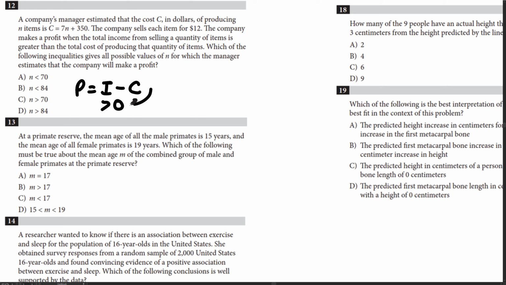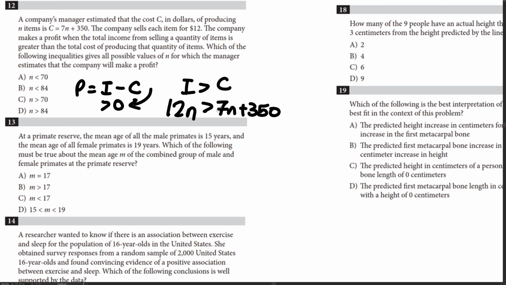So when this is greater than 0. So in this case, let's just set income greater than cost. And now we know that each item sells for $12, so that's just going to be 12 times the number of items that they sell. And N represents the number of items. And that's going to be greater than 7N plus 350.